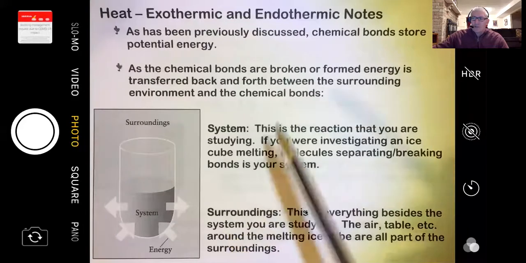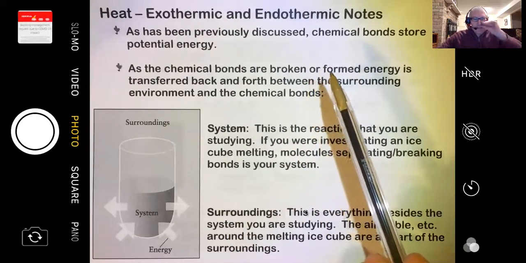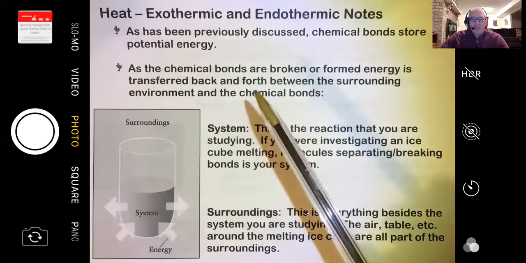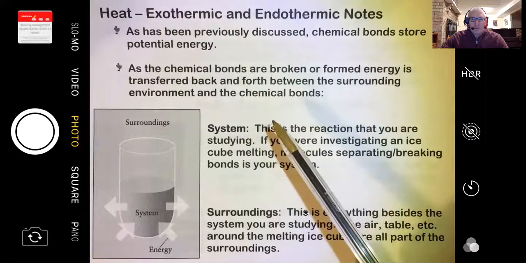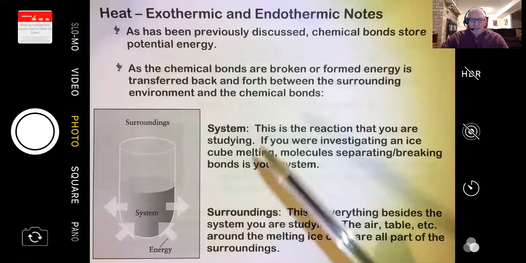Okay, so chemical bonds store potential energy. We talked about energy yesterday. As chemical bonds are broken or formed, energy is transformed back and forth between the surrounding environment and the chemical bonds. So two things you need to keep in mind here.